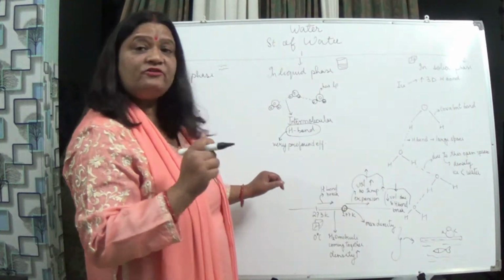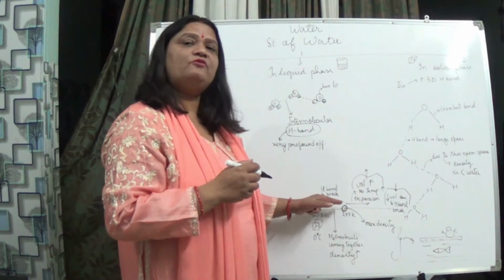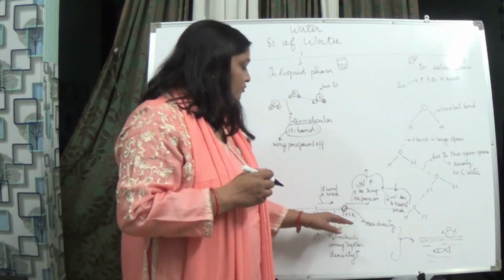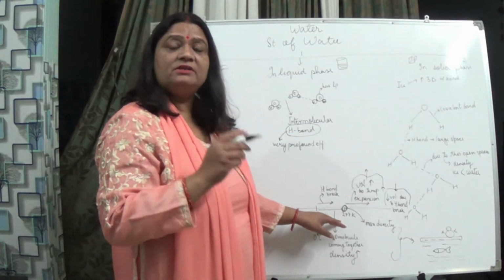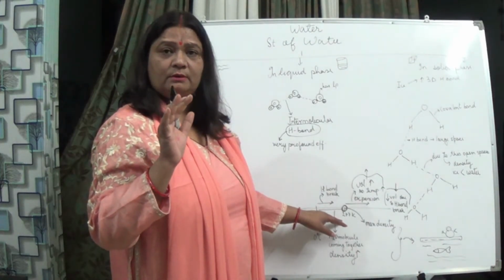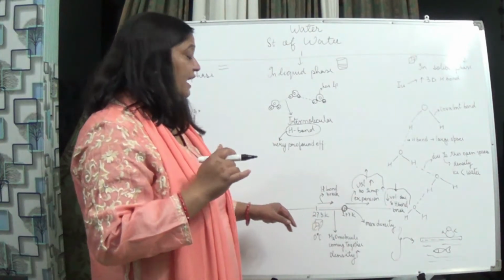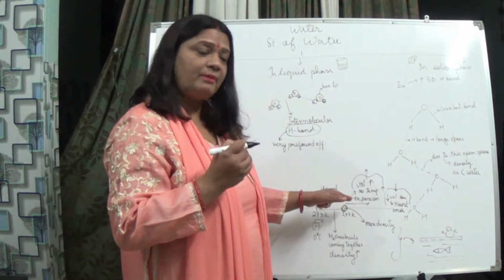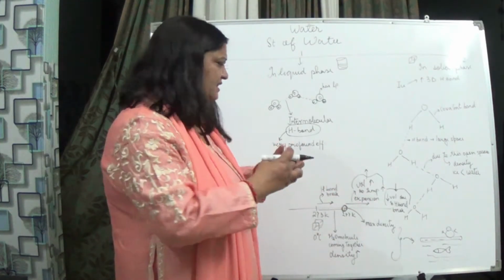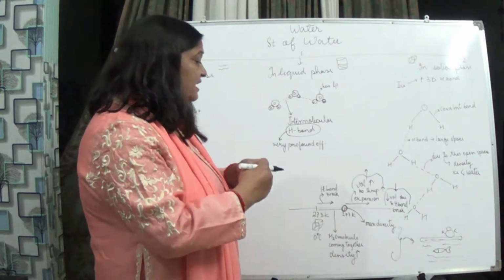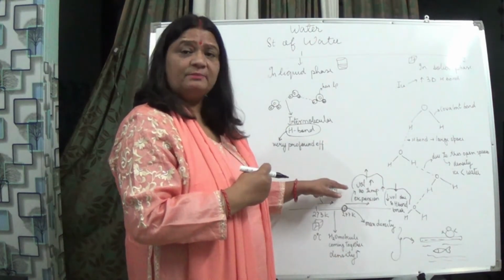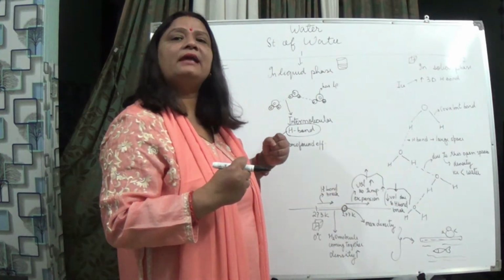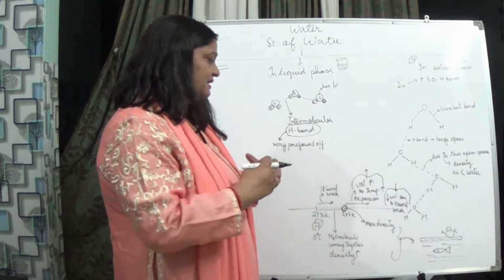Now if the temperature is increased up to 4 degrees Celsius or 277 Kelvin, we see that at this position the density is maximum. But if the temperature keeps increasing bit by bit, what will happen? We will see an increase in volume as the temperature is increasing, and as a result expansion will take place.